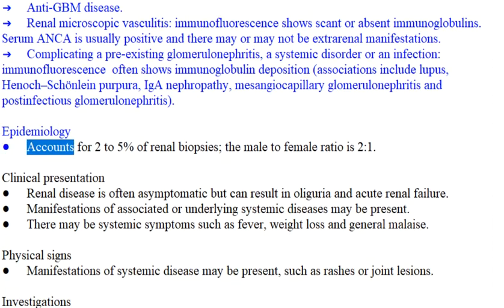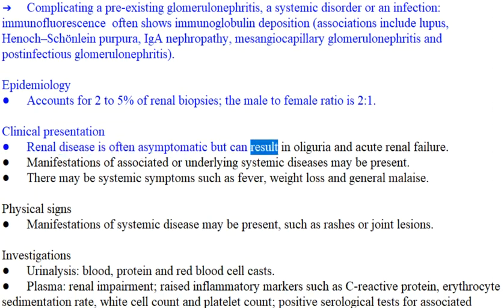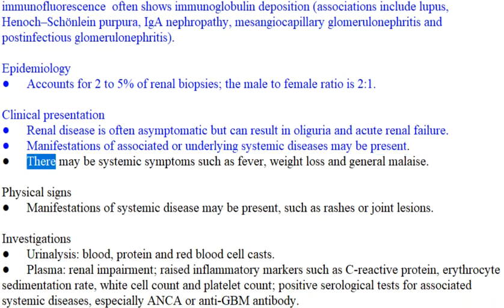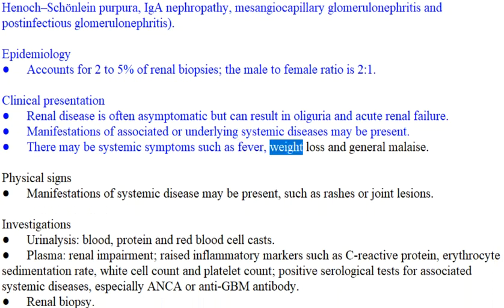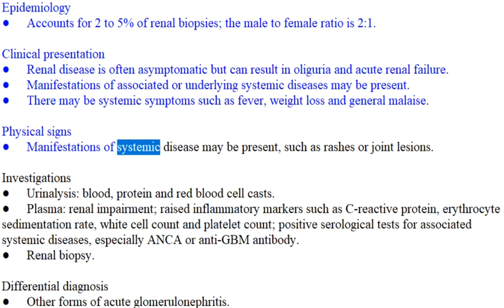Epidemiology. Accounts for 2 to 5% of renal biopsies. The male-to-female ratio is 2:1. Clinical presentation: renal disease is often asymptomatic but can result in oliguria and acute renal failure. Manifestations of associated or underlying systemic diseases may be present. There may be systemic symptoms such as fever, weight loss, and general malaise. Physical signs: manifestations of systemic disease may be present, such as rashes or joint lesions.